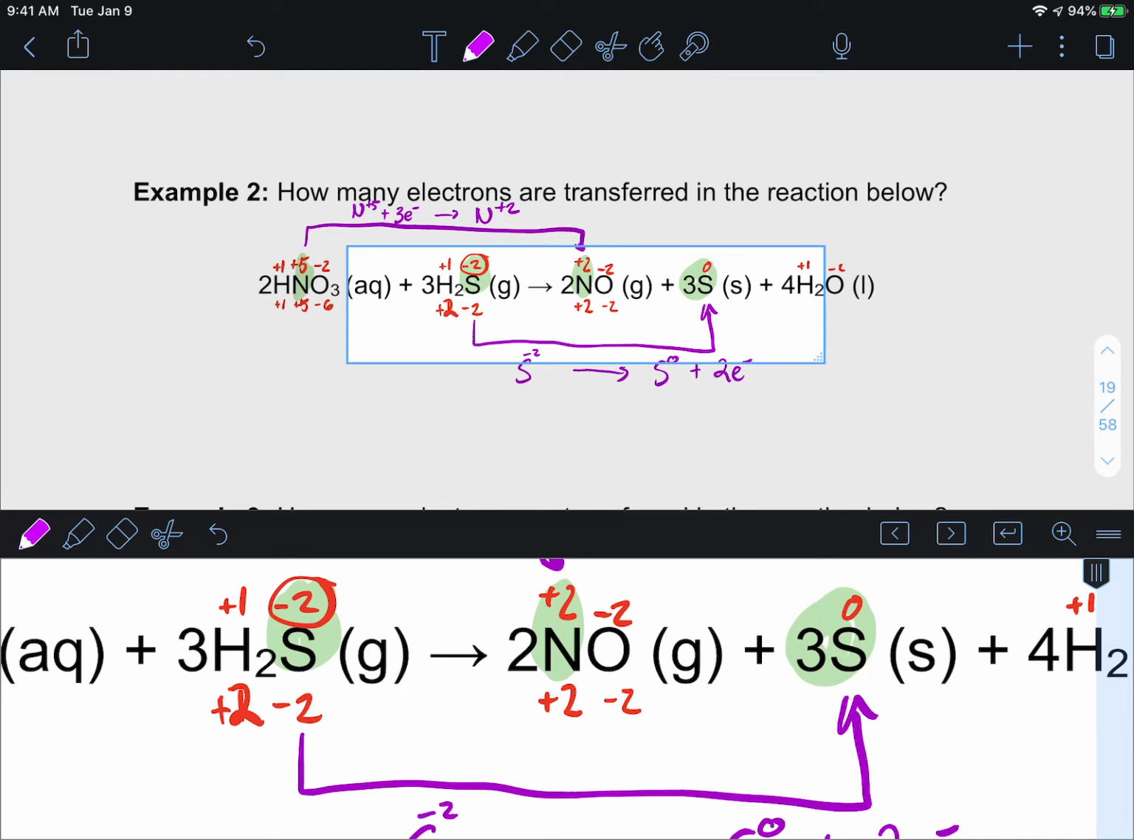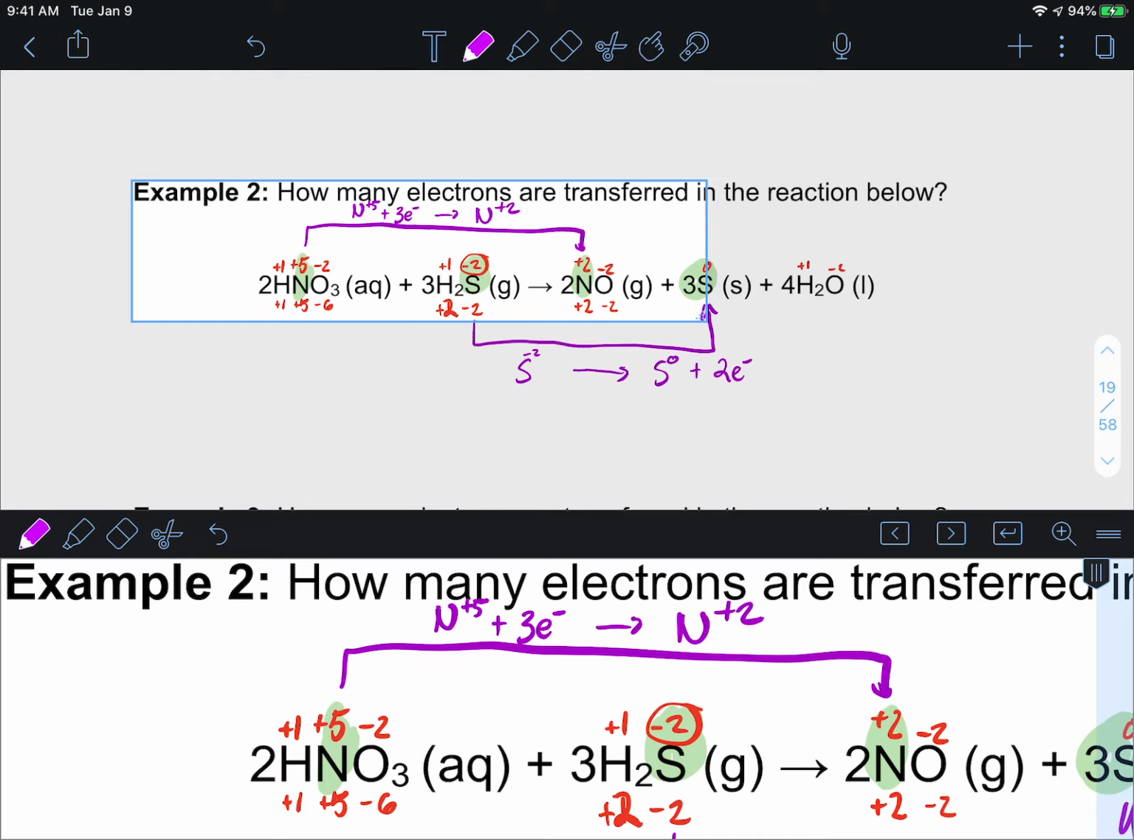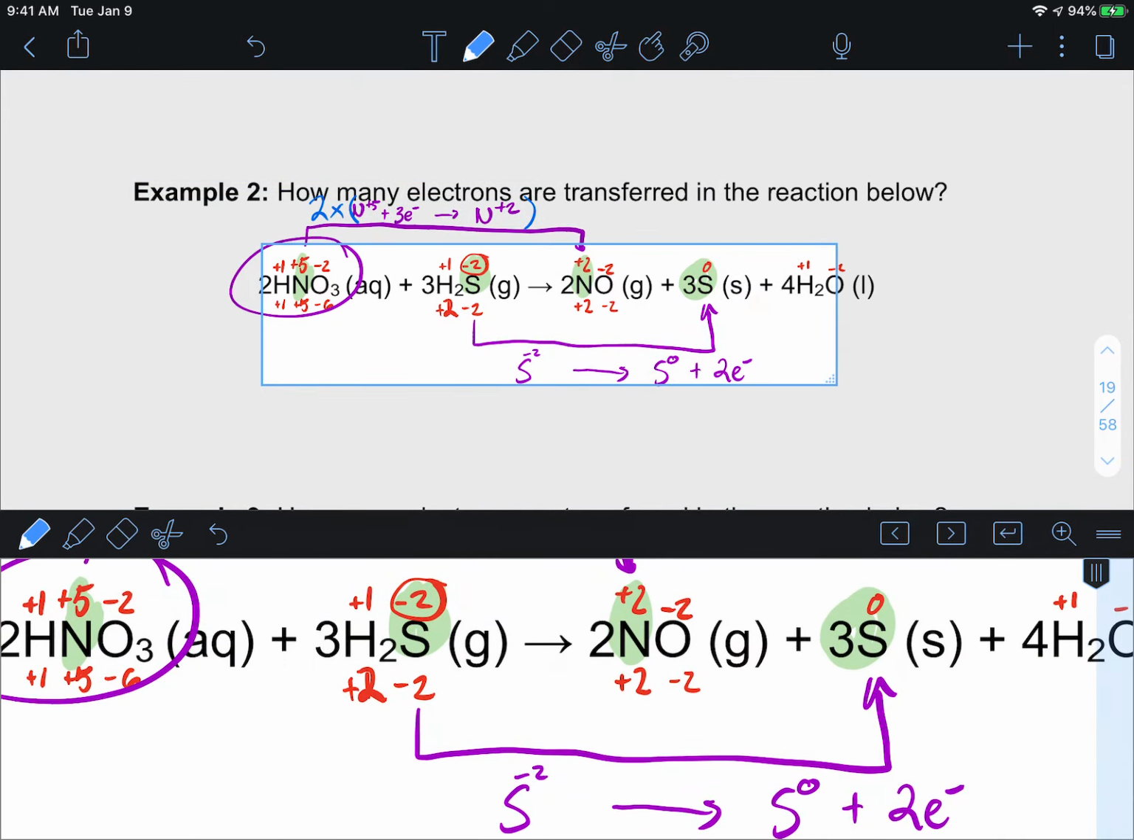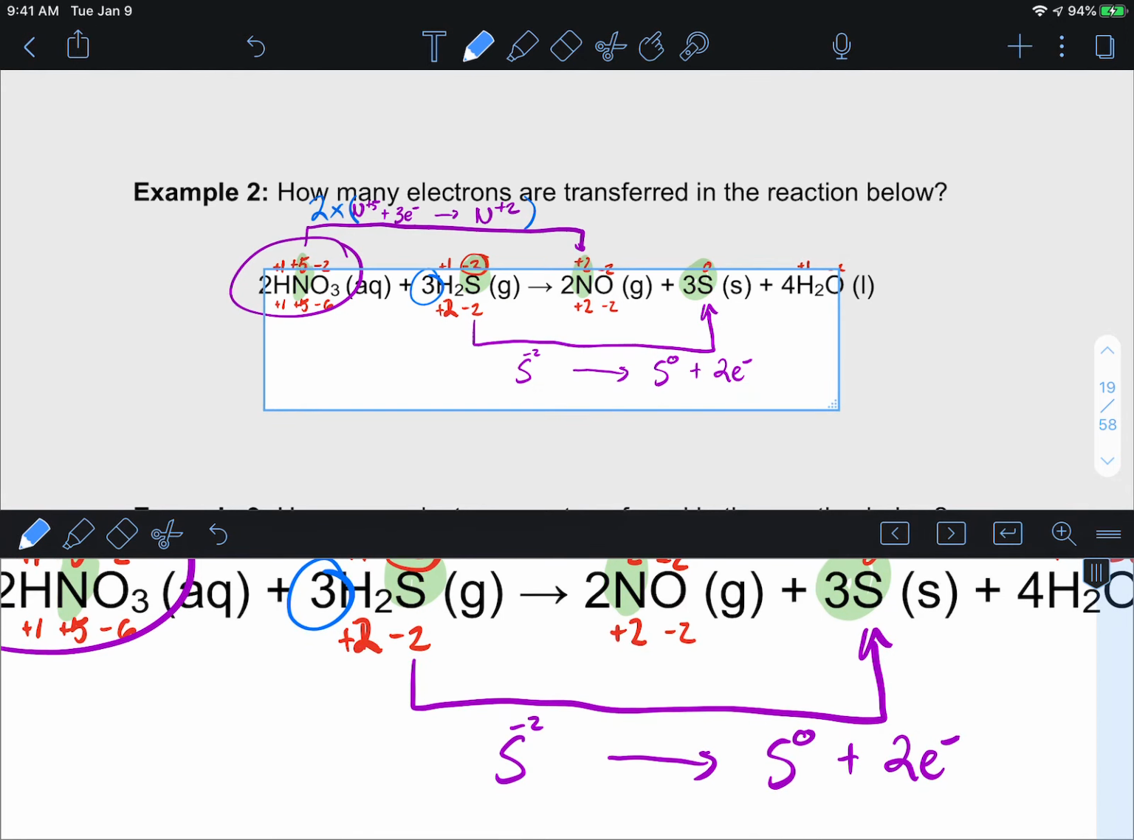In this case, we actually only need to look at one of the 2 sources of those elements. We could either look at the oxidized element or the reduced element, and we can see here that we have two equivalents of nitric acid. So that means that this reaction on the top here is happening 2 times. Over here, we see that there are 3 equivalents of that sulfur, and so there are 3 atoms of sulfur on the left. So this reaction is happening 3 times.